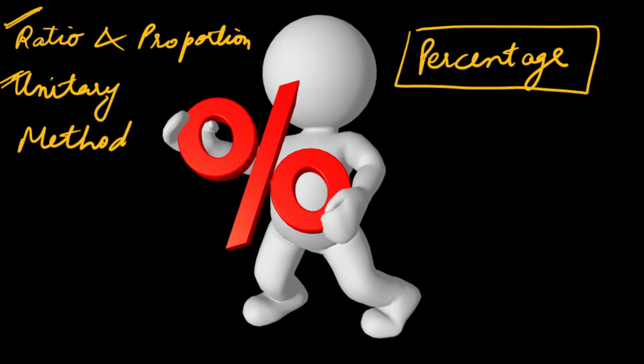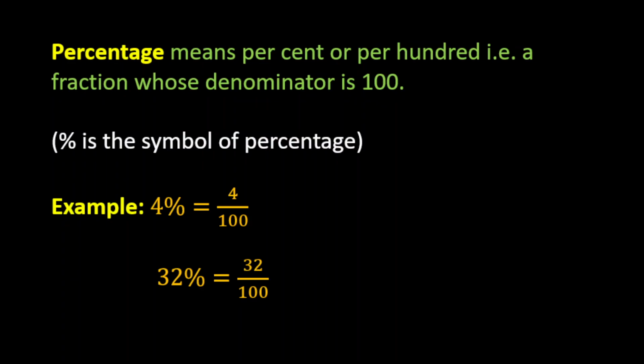So first of all, let's understand the meaning of percentage. Percentage means percent or per hundred. That is a fraction whose denominator is 100. This is the symbol of percentage. So basically percentage is that fraction whose denominator is 100. So you can see the examples given.